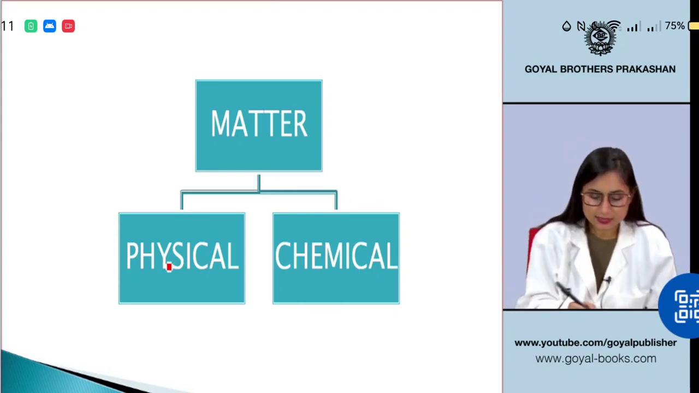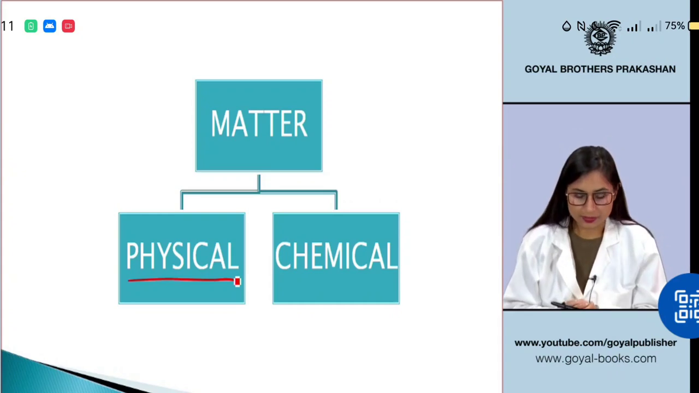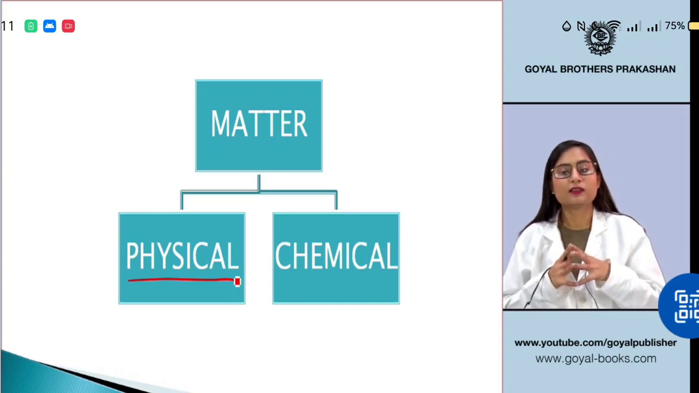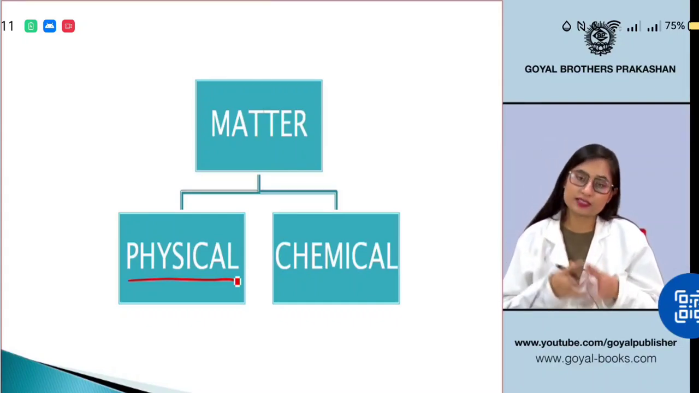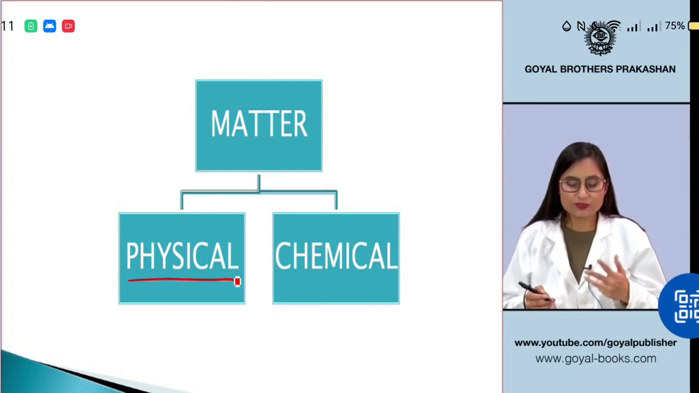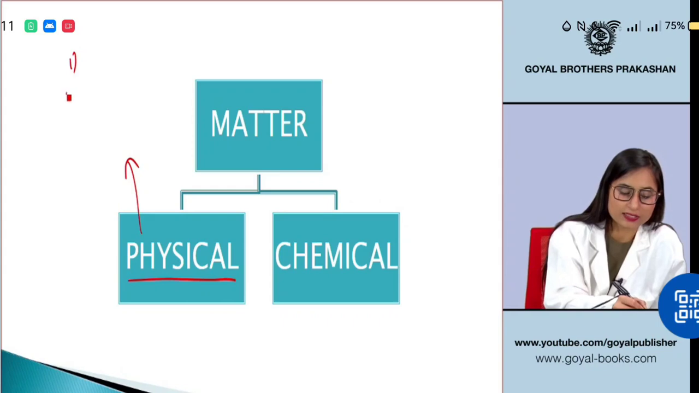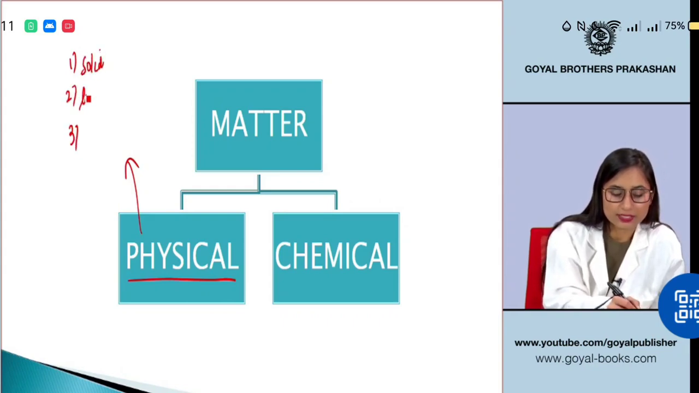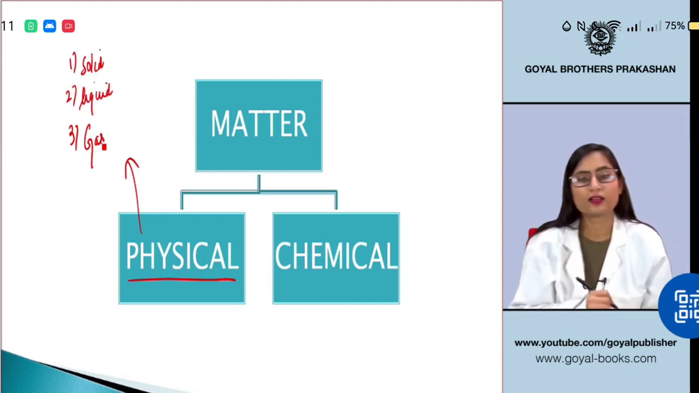The first one is based on physical properties. What are the physical properties? Physical properties are boiling point, melting point, volume, mass. These are the physical properties. So what is the classification? On the basis of physical properties, you can classify matter into three classes, which are solid, liquid, and gas.